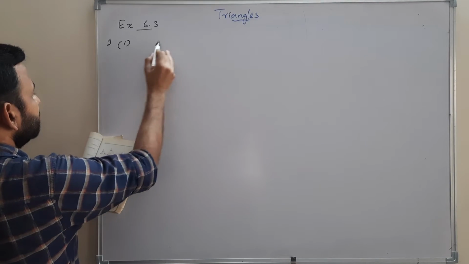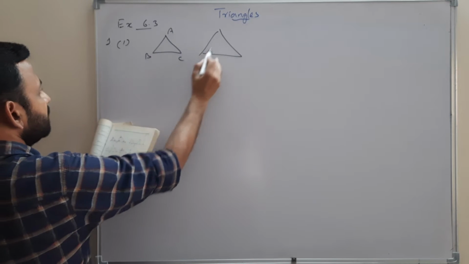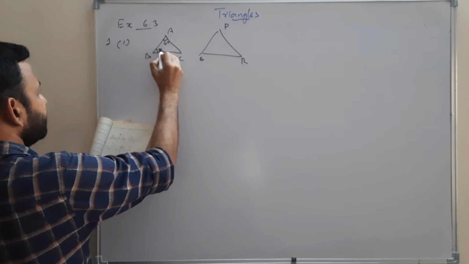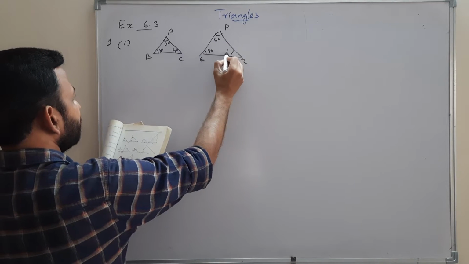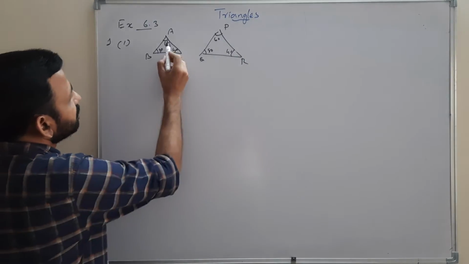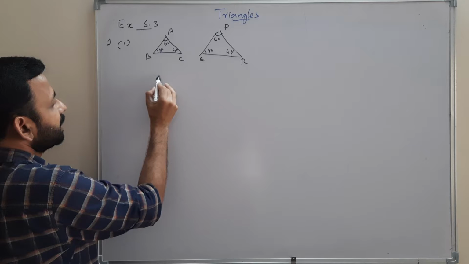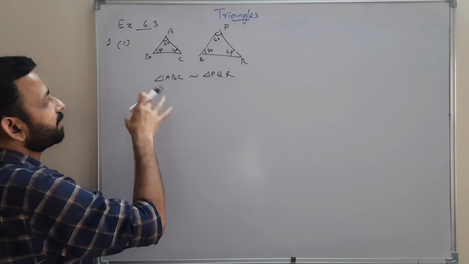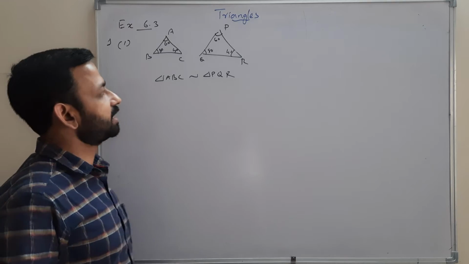Question number 1, first part. That figure is given. Two triangles are given, ABC and PQR, with 60 degrees, 80 degrees, 40 degrees, and here 60, 80, 40. Their sizes are different. We want to check whether these two triangles are similar. The corresponding angles are equal: 60, 60, 80, 80, 40, 40. So we can say triangle ABC is similar to triangle PQR. The corresponding parts are equal: angle A equals angle P, 60, then 80, then 40. So they are similar.